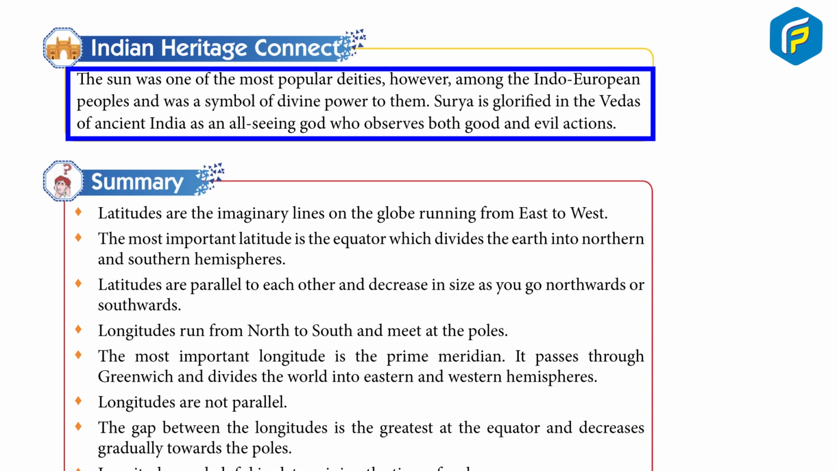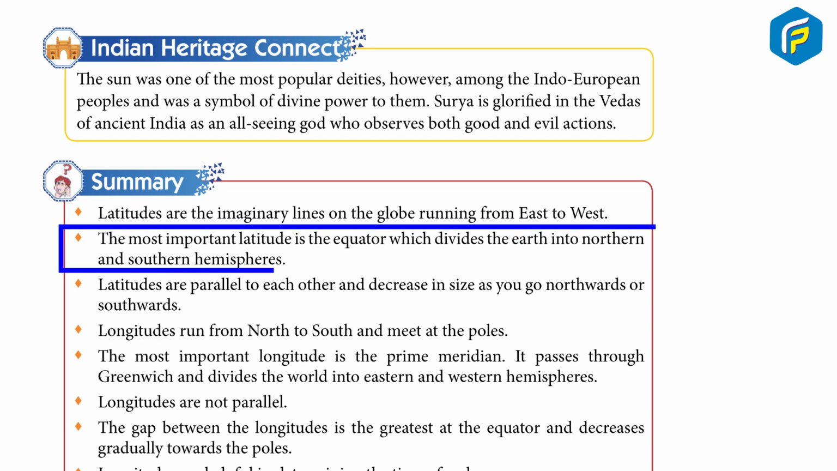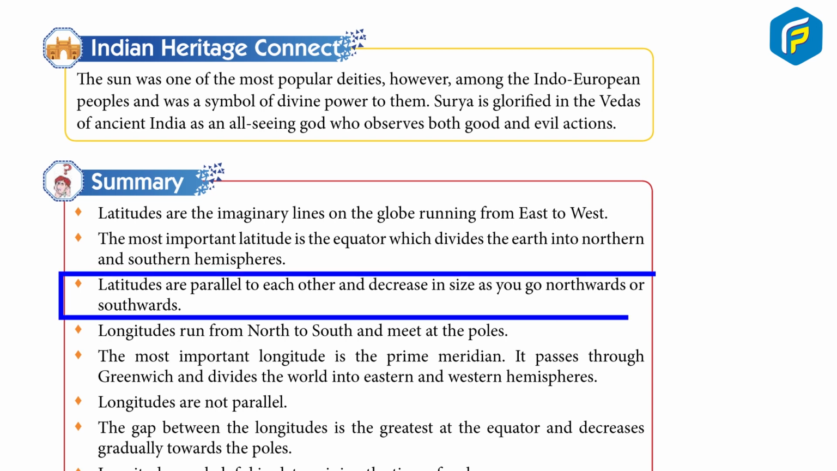Summary. Latitudes are the imaginary lines on the globe running from east to west. The most important latitude is the equator, which divides the earth into northern and southern hemispheres. Latitudes are parallel to each other and decrease in size as you go northwards or southwards.